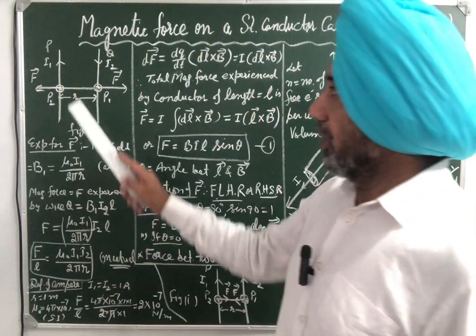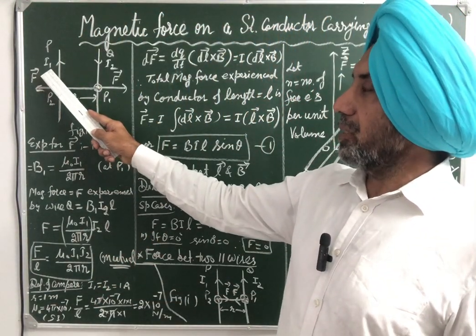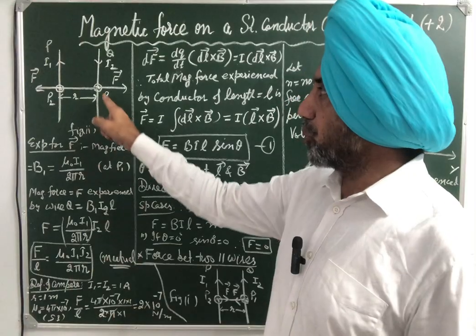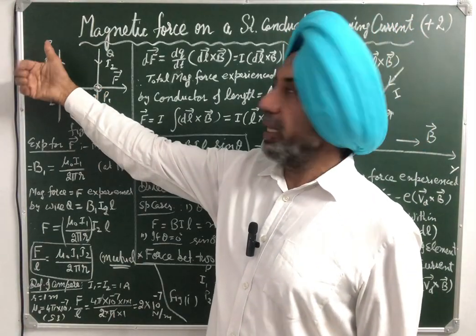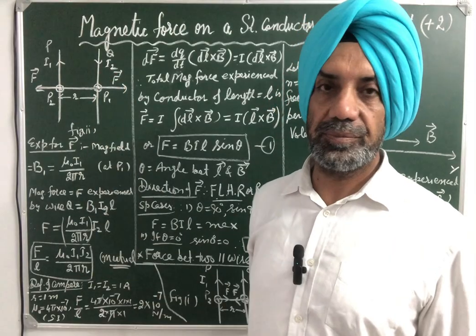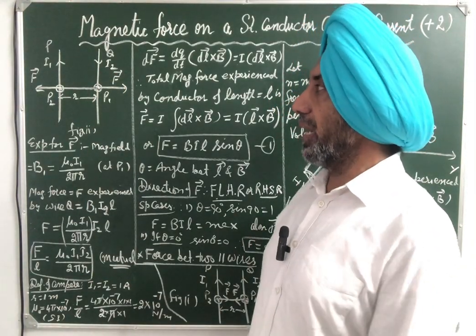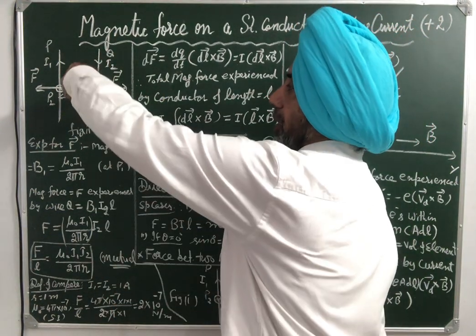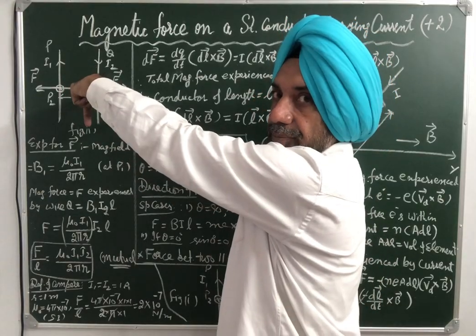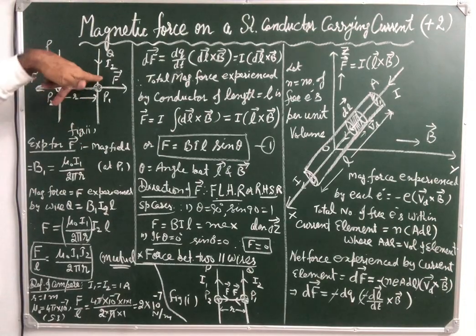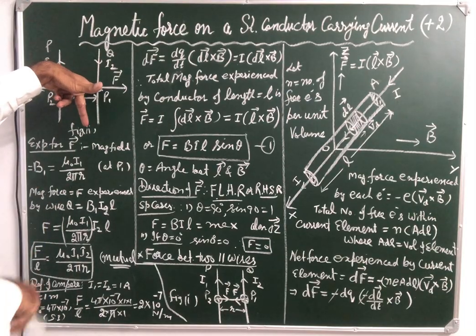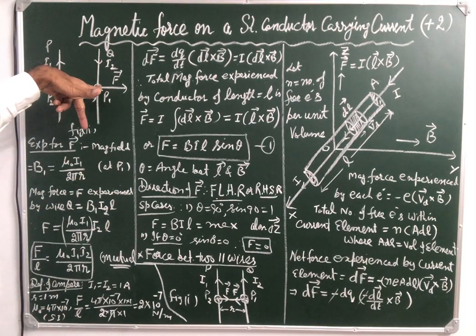Now, what happens when two parallel wires P and Q have currents in the opposite direction, I1 upward and I2 downward? Again, the magnetic field due to wire P at Q will be directed inward. Let us check the direction of the force. Clear? Magnetic field inward, current downward, the thumb gives the direction of magnetic force. It means the magnetic force is outwards.